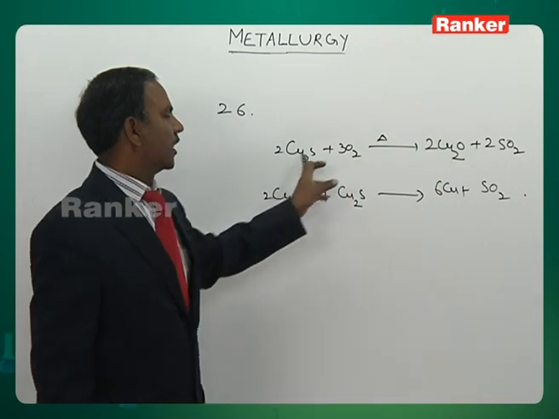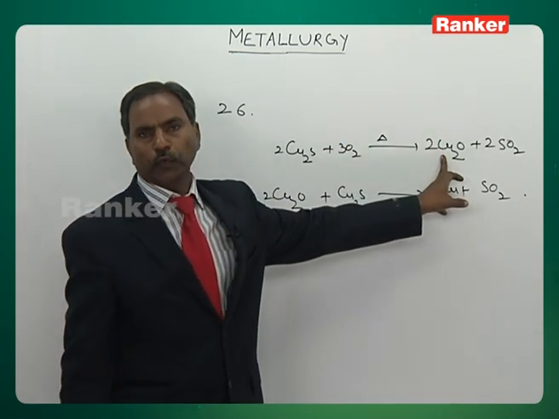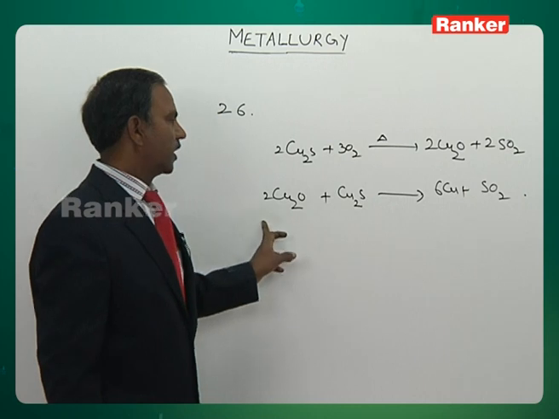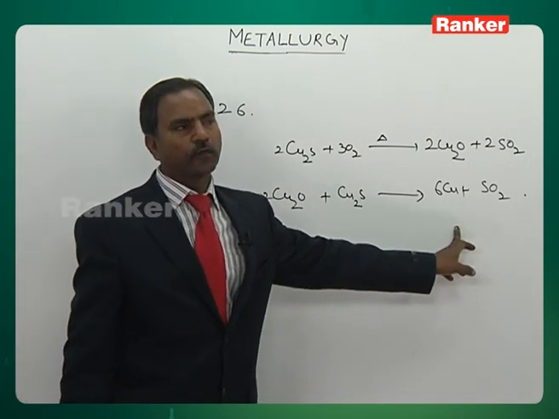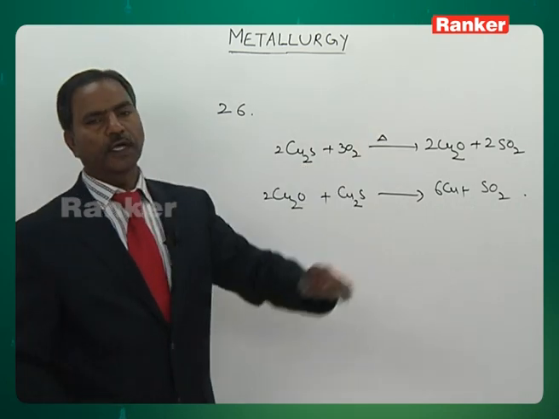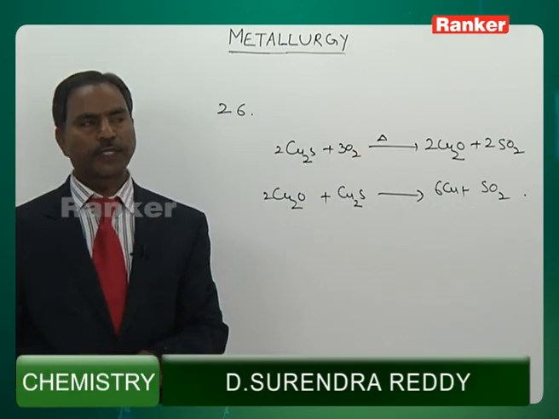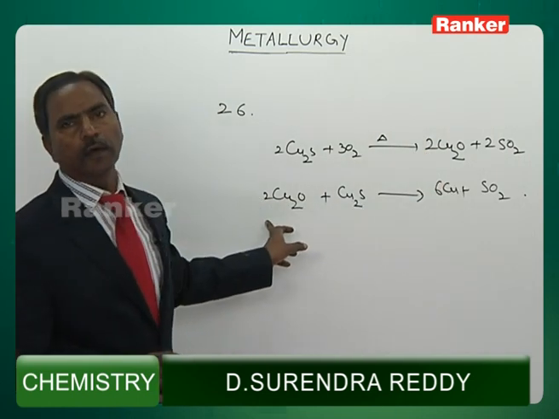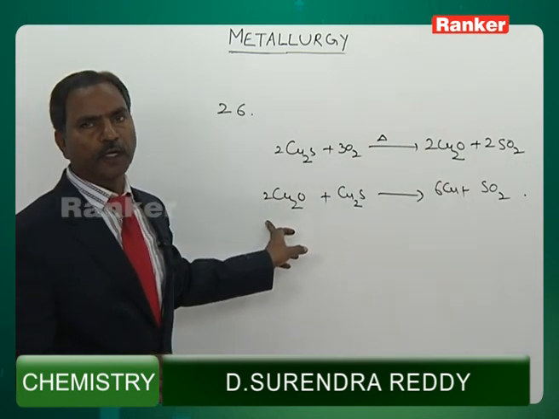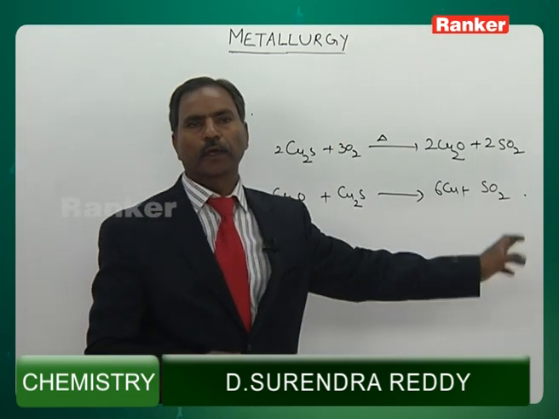This particular Cu2S is actually converted into what? Cuprous oxide. Cuprous oxide again reduced to produce what? Copper metal. Therefore, after partial roasting, the remaining copper ore or cuprous sulphide is completely reduced to copper metal.